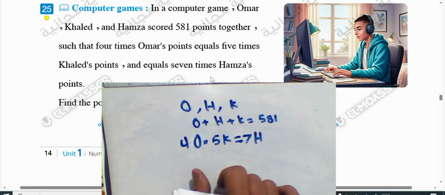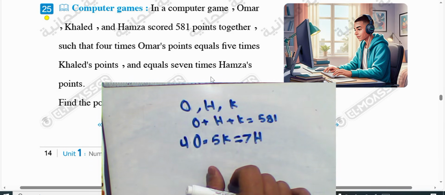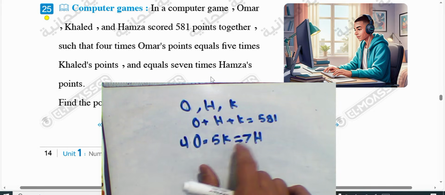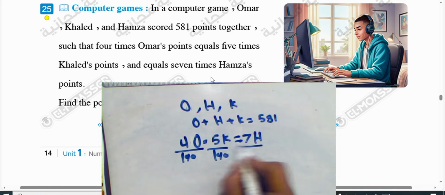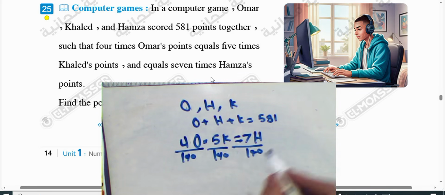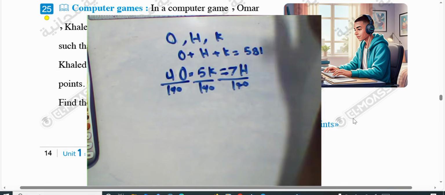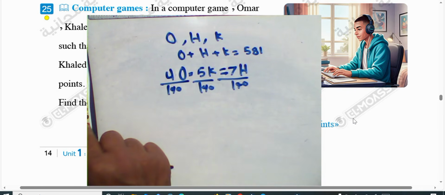The least common multiple between these numbers will be what? 4 times 5 is 20, 20 times 7 equals 140. Divide all by 140. My students, you know 70 can be divided by 4, then we can simplify. 4 times 5 is 20, 20 times 7 will be 140. 140 divided by 4 will be 35.